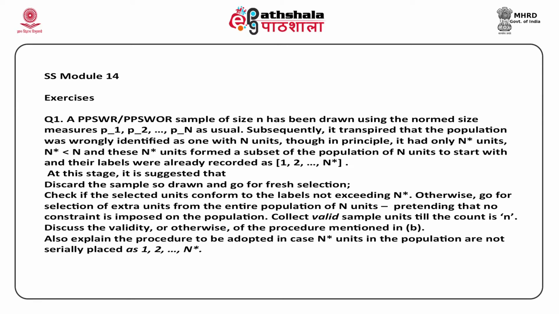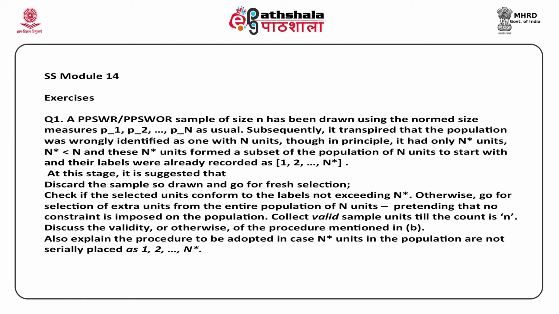Discuss the validity or otherwise of the procedure mentioned in B. That is the tricky question. Okay? Also explain the procedure to be adopted in case capital N star units in the population are not serially placed as 1, 2, 3 up to N star. You know that there are N star units in the population.